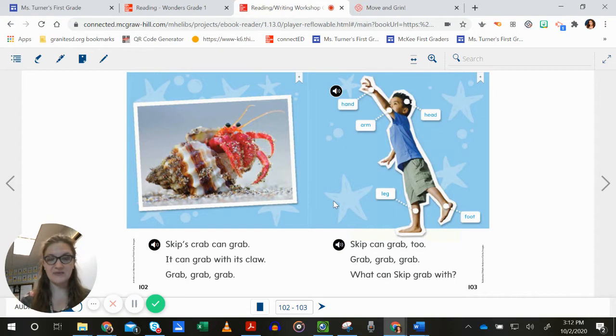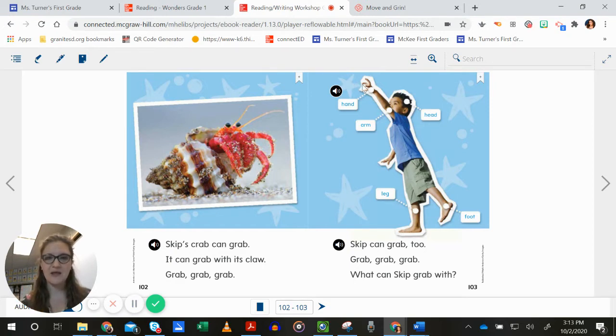So here we are, and we can see Skip with his different parts of his body, and we're going to be writing about what he's doing in our journal. So let's look at what we can say. What do you think the most important parts are of his body when he is wanting to grab? Did you say his hand? I would agree because his hand is what actually has to be able to touch something in order to grab it.